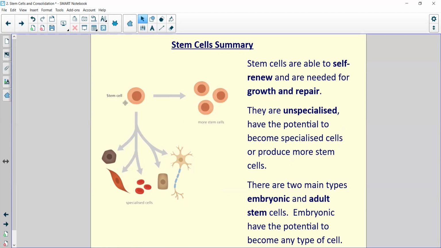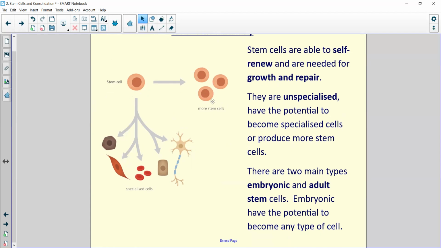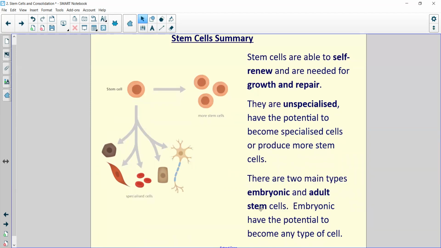Now, there are actually 2 different types of stem cell. We've got embryonic stem cells, and then we've got adult or tissue stem cells. Now, the embryonic ones have the potential to become any type of cell in the human body, and that's really, really important. So they are completely unspecialized. But the adult stem cells or tissue stem cells are slightly different.